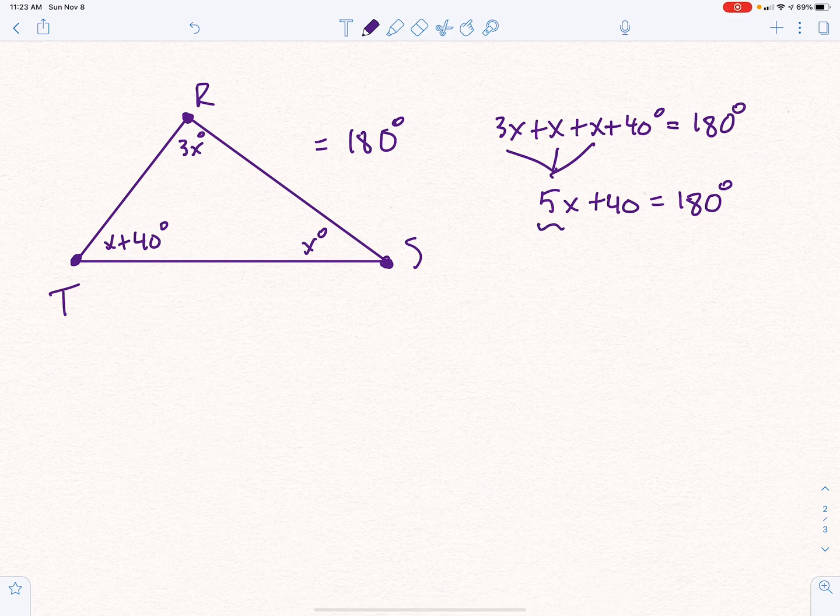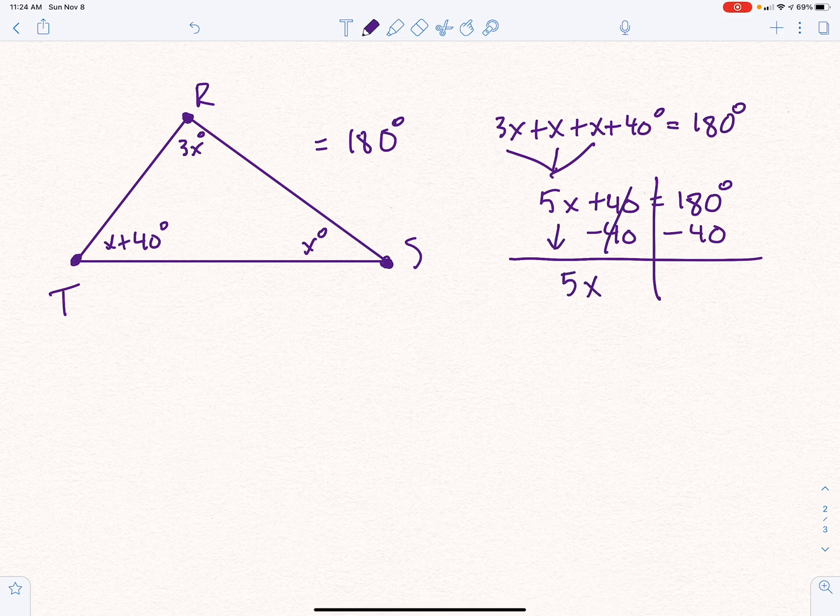Now I need to get this x term by itself, so I know I need to move the 40 across the equal sign. Anytime I move across that equal sign right there, I know I have to do the opposite. Those cancel, 5x comes down, I got 5x is equal to 140. And then lastly, I divide both sides by 5 at the end, and I get x is equal to 28.